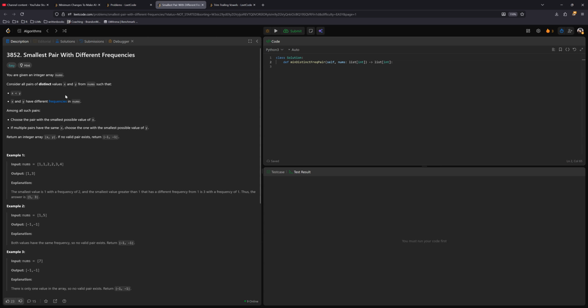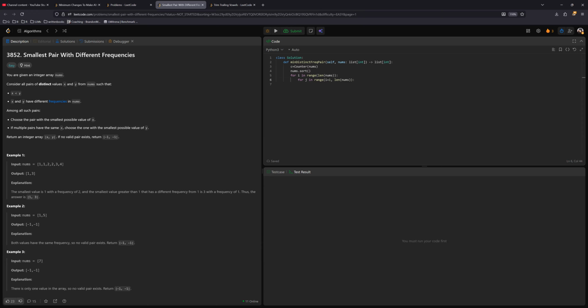Okay, so x and y have different frequencies, so we need to know the frequencies. For frequencies, we're going to use a counter. We're going to say C equals counter of nums, right? We're going to say nums.sort because x has to be less than y. Then let's say for i in range length nums. And then we'll say for j in i plus 1, length nums.